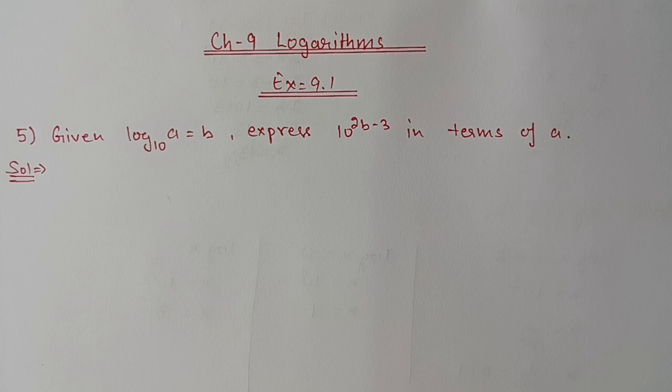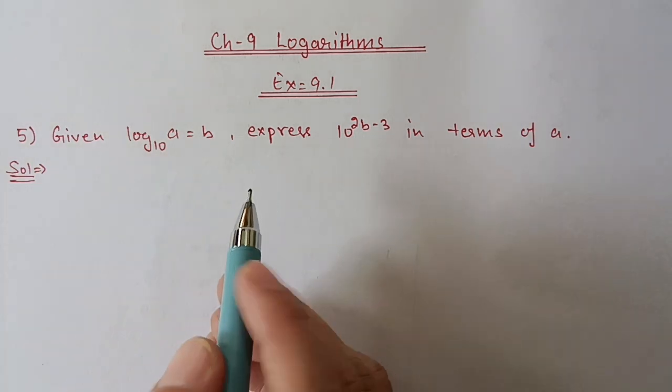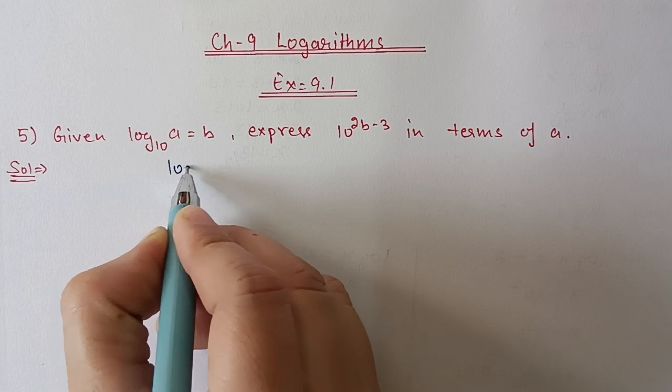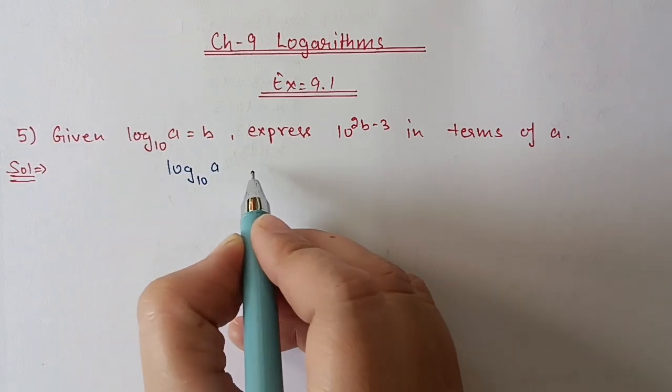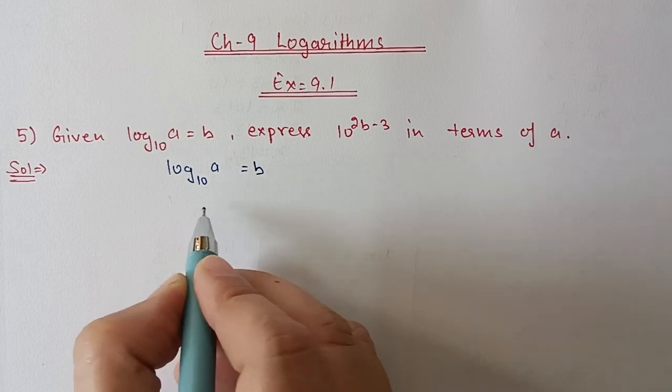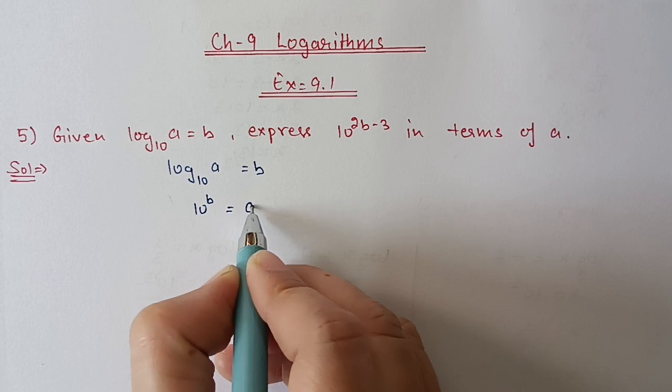Given log a to base 10 is equal to b, express 10 to the power 2b minus 3 in terms of a. So first of all, whatever is given we will change into the exponential form. It is given log a to base 10 is equal to b. So if we change into exponential form, it will be 10 to the power b is equal to a.